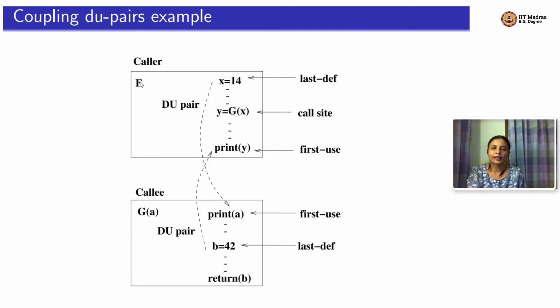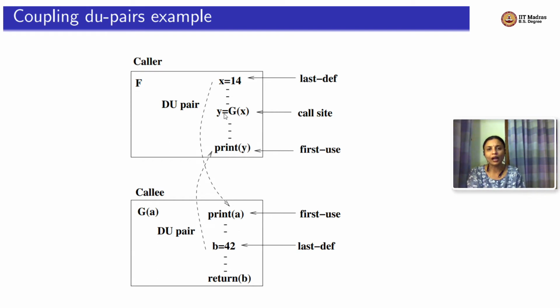Let's say the caller is F, the callee is G. F has several statements. Let's say amongst these, x equals 14 is one assignment statement that happens along the way. Then you have some more statements. At some point, the call site is there. So F calls a method G with parameter x. Now control gets transferred to G. X gets renamed as A within G. So the coupling pair is x, A. X is coupled with A. And one of the first things that G does, for some reason in this example, is to print A. So this will be the first use of A.